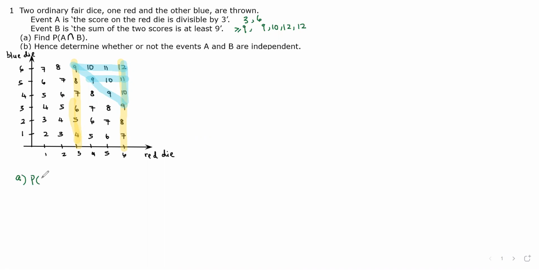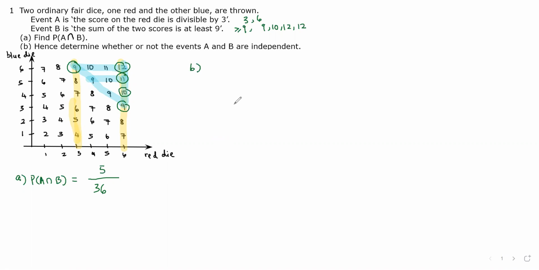The probability of A intersect B. So let's look at this. In total, we have 36 outcomes. And for the outcome of A intersect B, we have 1, 2, 3, 4, and 5. So A intersect B results in 5 outcomes. Then the probability of A intersect B is 5 out of 36.